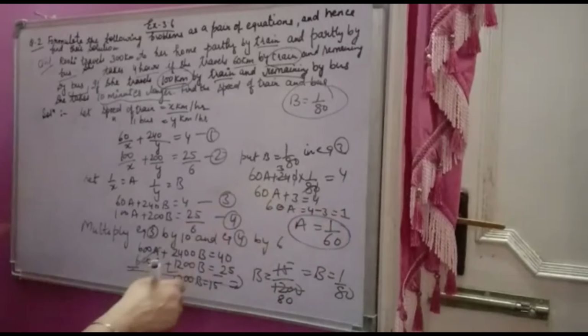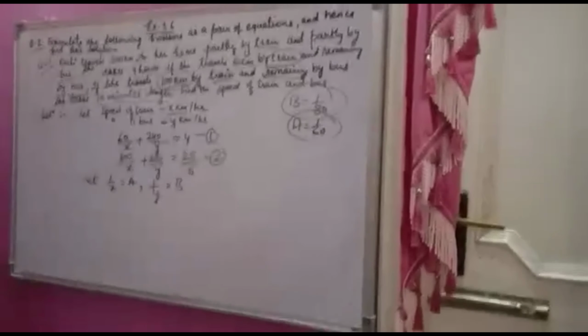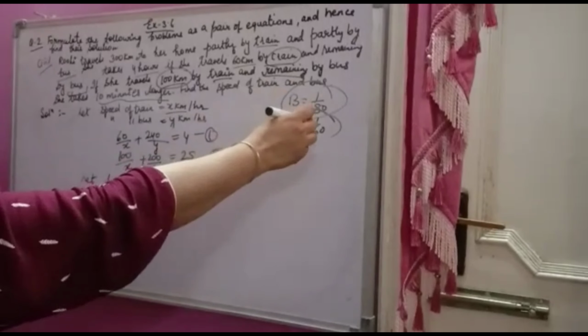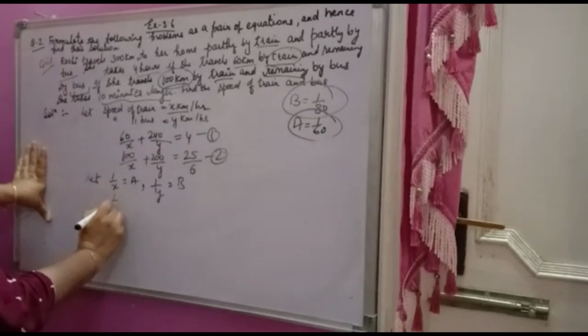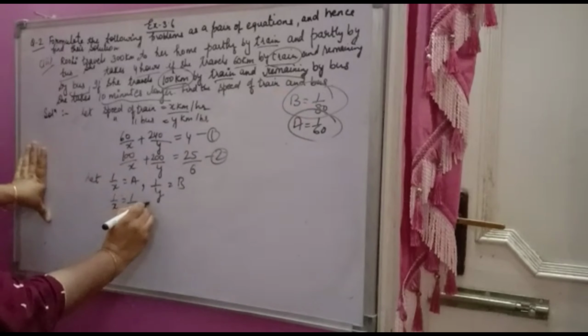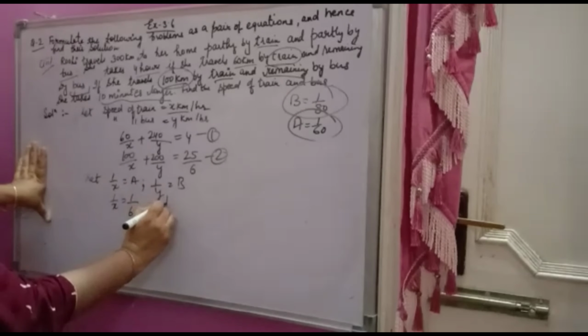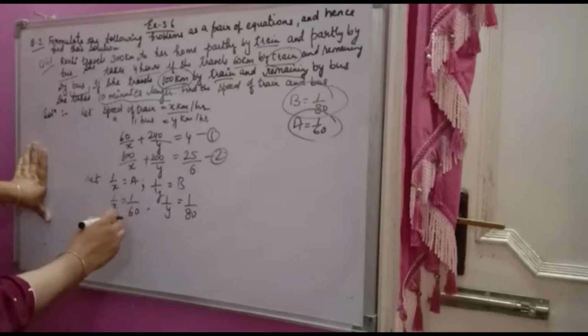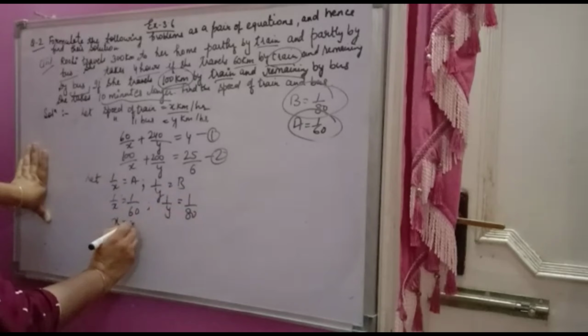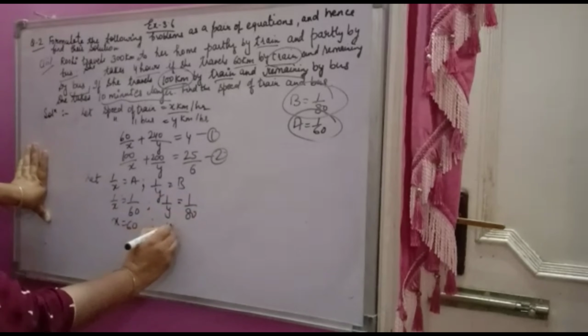Up to here you note down, then I will rub and solve further. Now b came 1 over 80 and a came 1 over 60. You will put here, because 1 over x is a. So 1 over x is equal to 1 by 60 and 1 over y is b, so b is 1 over 80. Now 1 over x is 1 by 60, that means x is equal to 60. Taking reciprocal of both, y came 80.